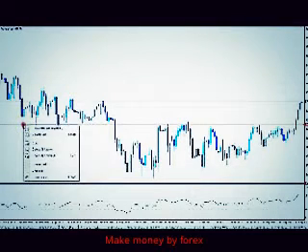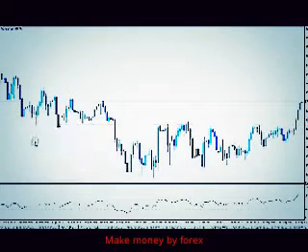I'm removing everything. If you were looking at this chart right now without me, where would you put the trend lines? Looking at this chart of gold, is it bullish, bearish, consolidating? You tell me.